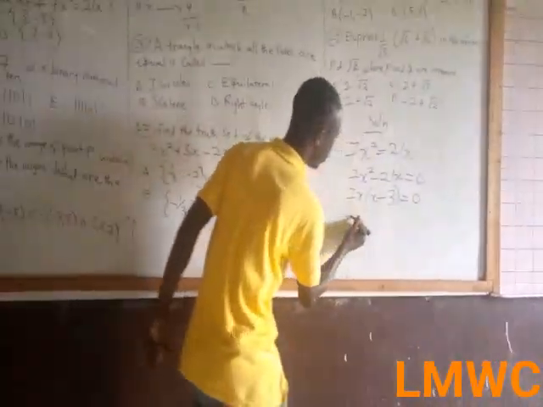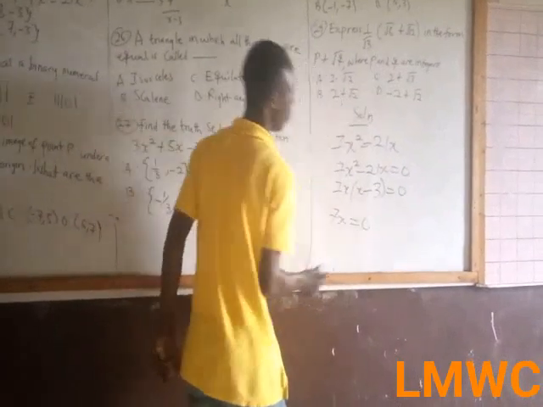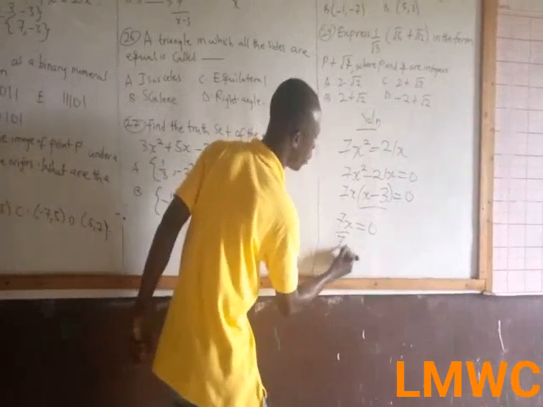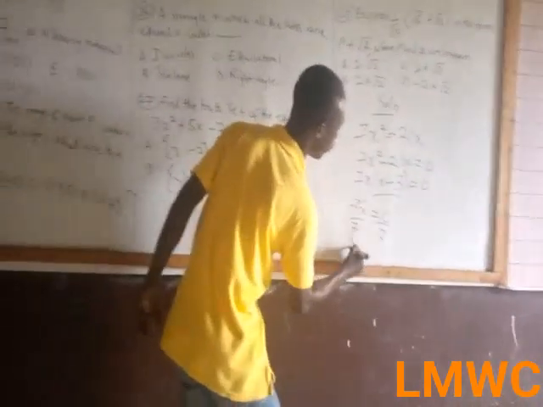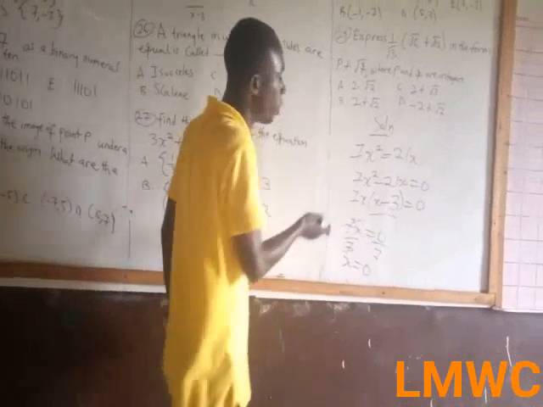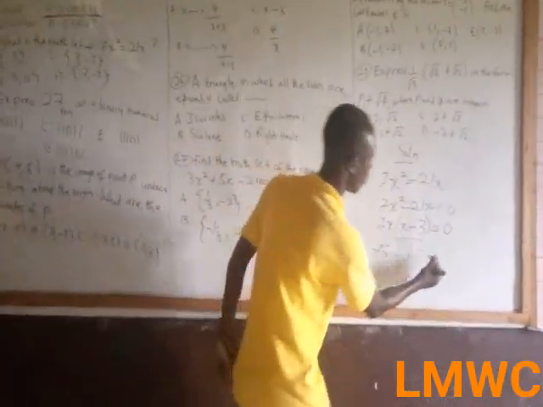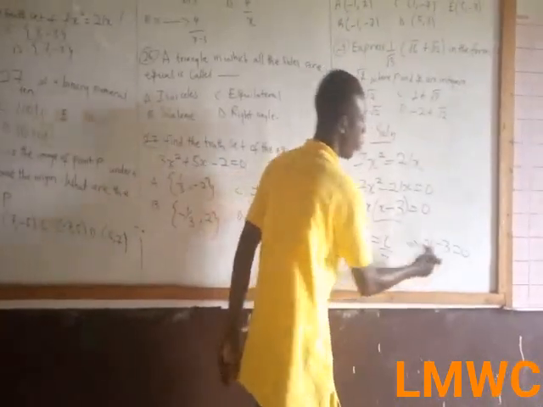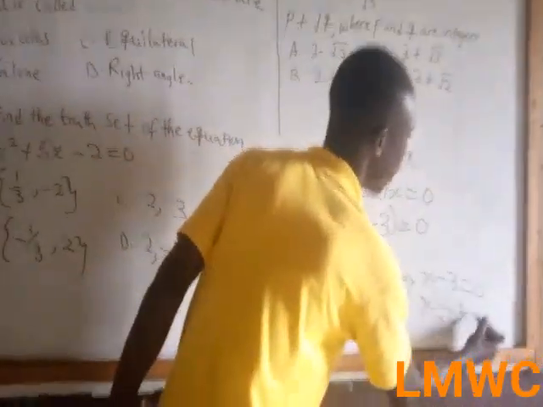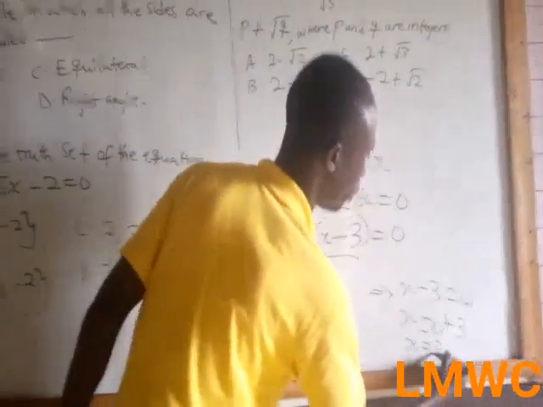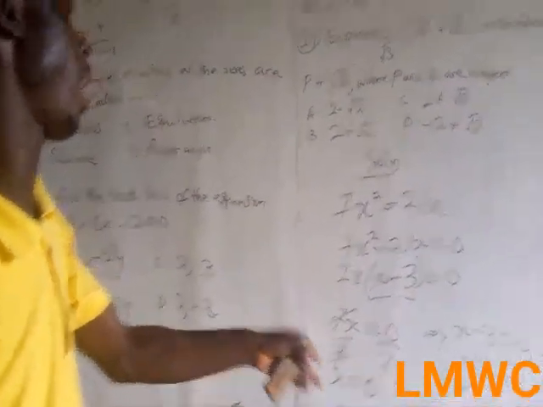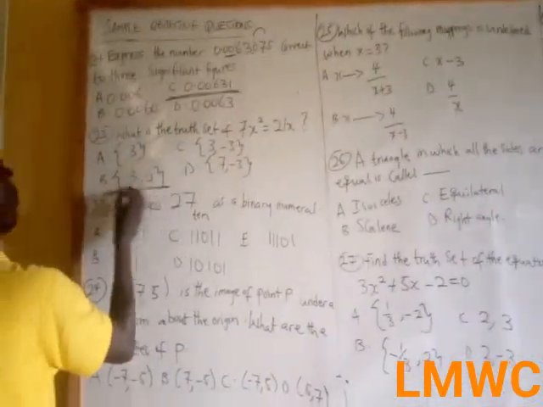So we have 7x times (x minus 3) equal to 0. This will equate to 0 and this one will equate to 0. So you divide through by 7. We have our first answer as 0, because 0 divided by any number is 0. We also have x minus 3 equal to 0, so x is equal to 0 plus 3. So x is equal to 3. So we have our answer: one is 0 and one is 3. Let's go and check. So our answer is B.